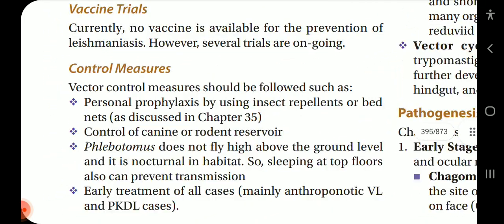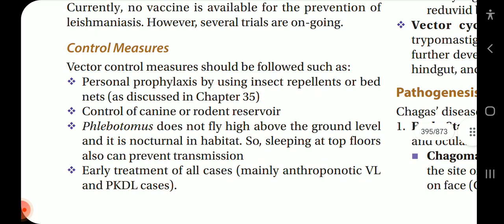Vaccine trials: currently no vaccine is available for the prevention of leishmaniasis. However, several trials are ongoing. Control measures: vector control measures should be followed, such as personal prophylaxis by using insect repellents or bed nets, control of canine or rodent reservoirs. Phlebotomus does not fly high above the ground level and is not nocturnal in habit, so sleeping at the top floors can prevent transmission. Early treatment of all cases, mainly anthroponotic VL and PKDL cases.